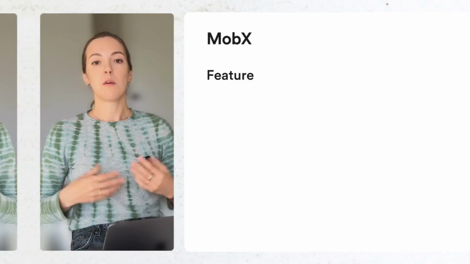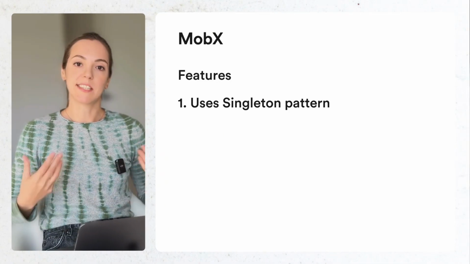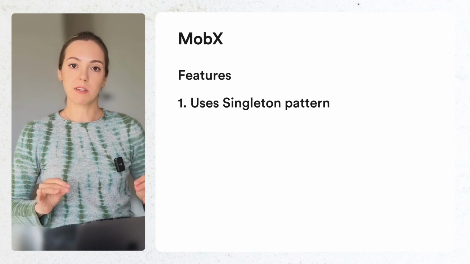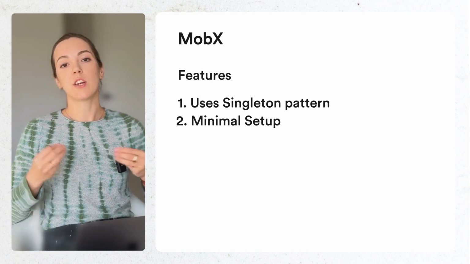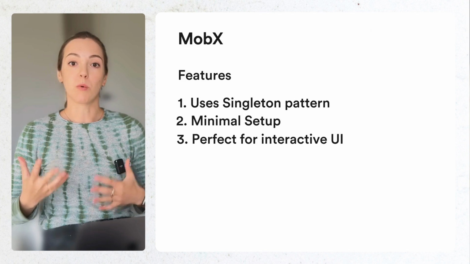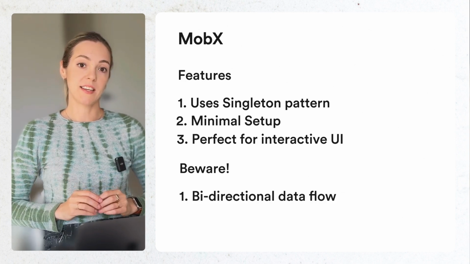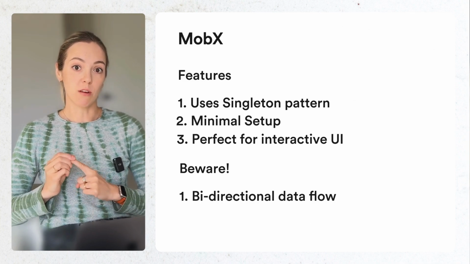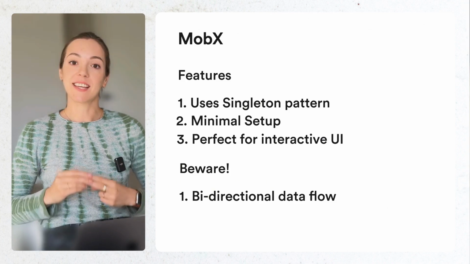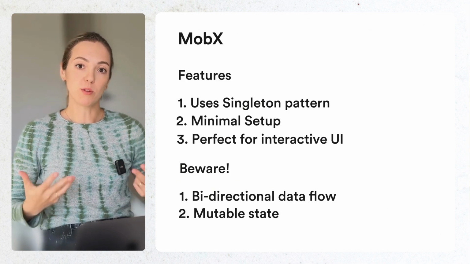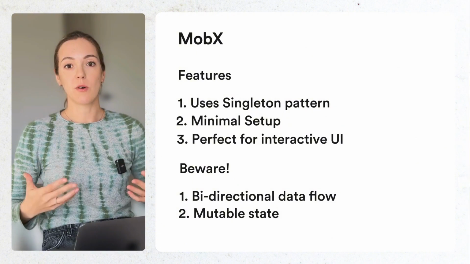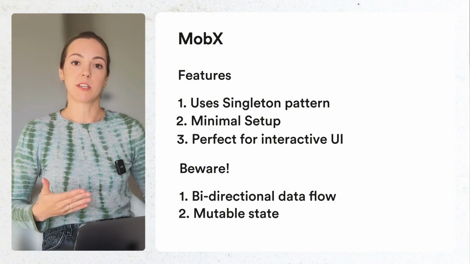Back in 2016, 2017, I was knees deep in using a Redux alternative called MobX. MobX is implemented using a singleton pattern. It requires minimal setup, and it is perfect for highly interactive UI with minimal boilerplate. Two of the main concerns of using MobX these days are that it is not unidirectional data flow, which is a big concern, and the second is that it relies on mutable state. And these days, we know that mutating data can lead to unpredictable results.